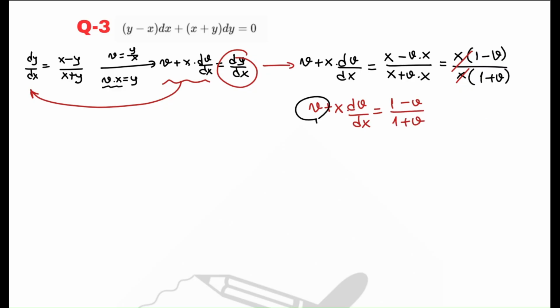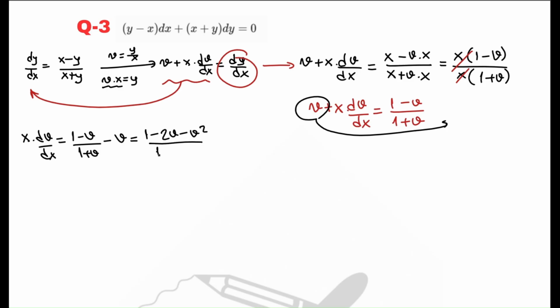So let's put this value to here, and we will get x times dv over dx equal to 1 minus v over 1 plus v minus v. And after that we will get 1 minus 2v minus v squared over 1 plus v, and it is equal to x times dv over dx. We got a separable form in here. So let's make that separable.